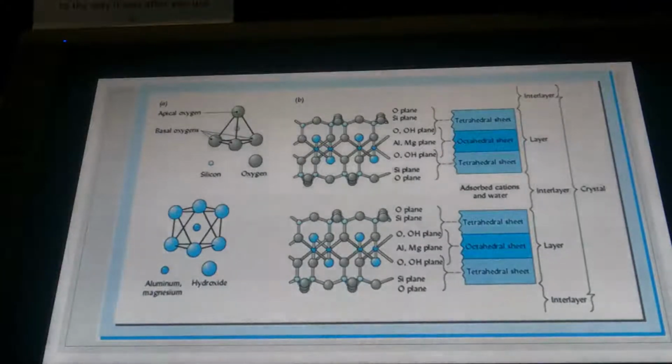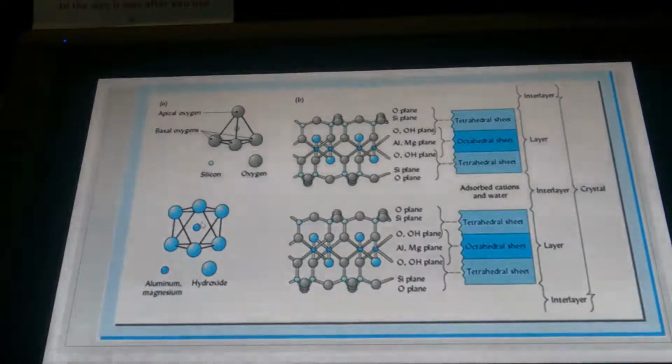They drew it much better than I did, or could have, or wish that I could have. So we have 1, 2, 3, 4 oxygens, and then we have this silica in the middle, which is +4. Here we have an octahedral, 2, 4, 6 oxygens, and either aluminum or magnesium in the octahedral.